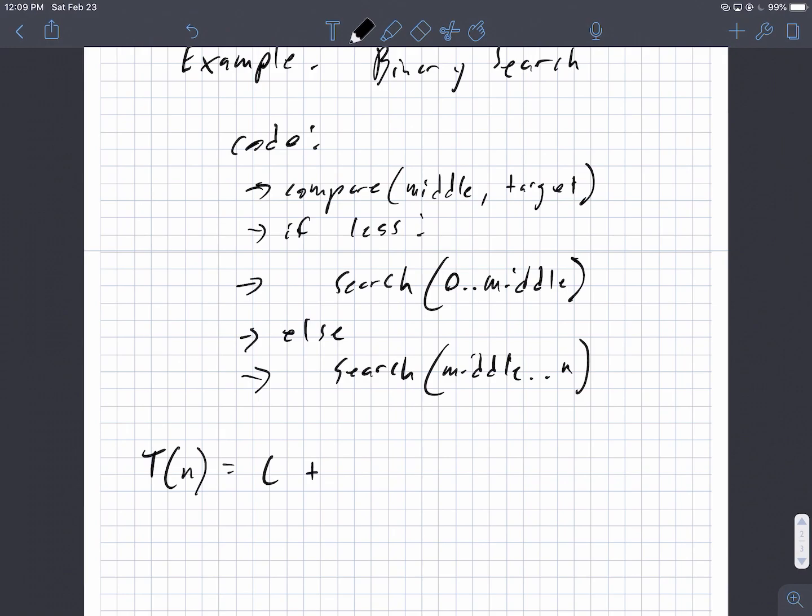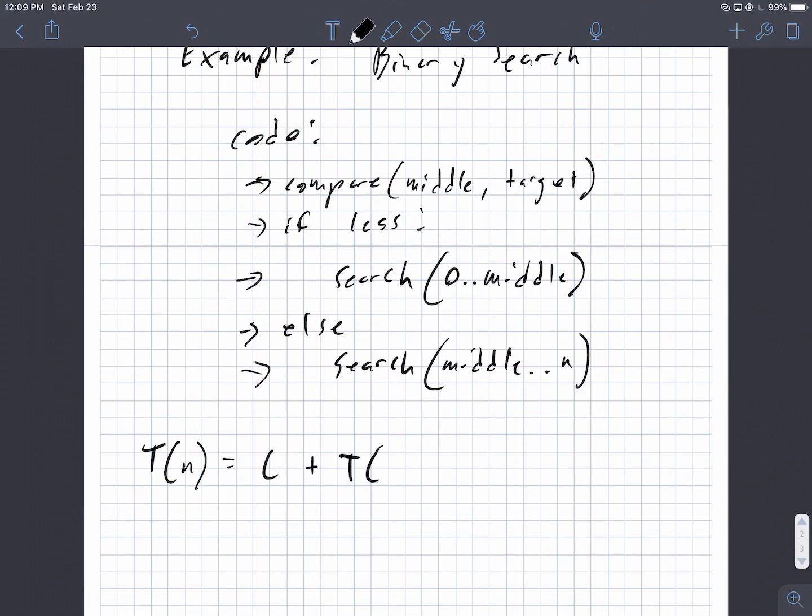Well, so we know it's log of n because this is binary search. But let's say we actually didn't know what algorithm this was. You were just seeing the pseudocode for the first time. What's the runtime of search from 0 to the middle? T of n over 2, yeah.